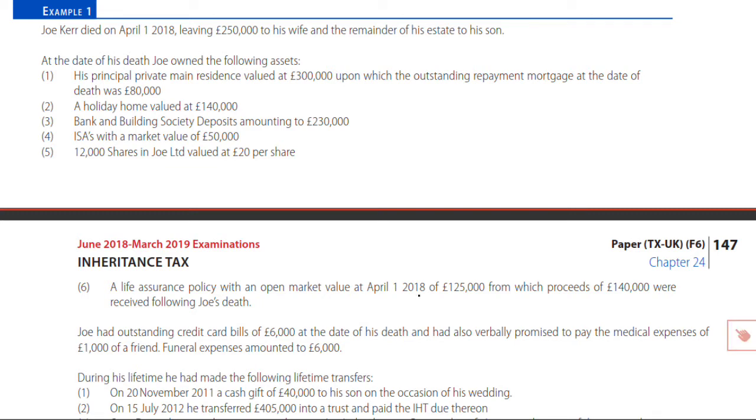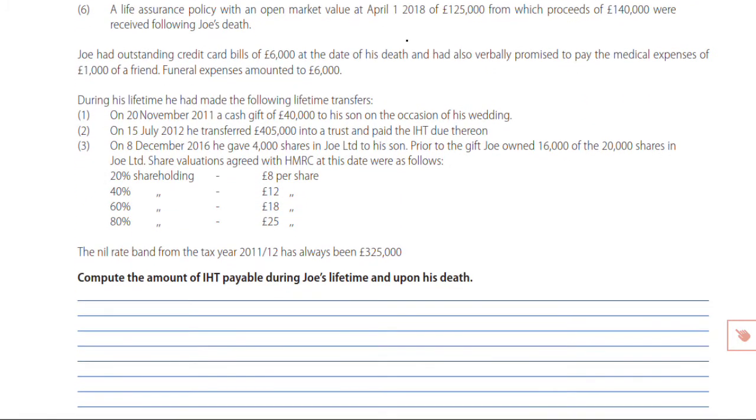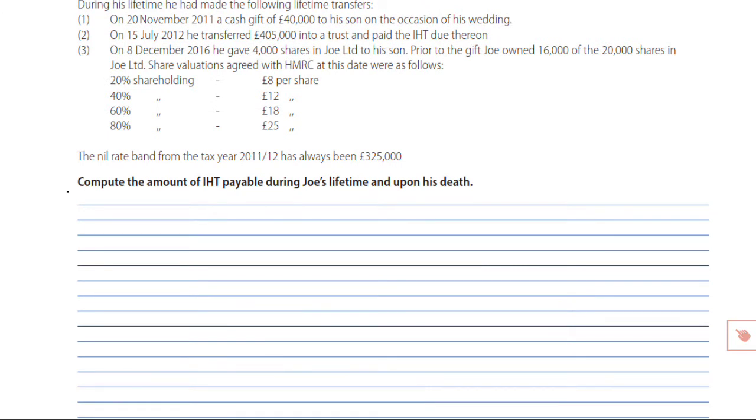Now, as regards our requirement on this question, it's set in the form of a written form question. Compute the amount of IHT payable during Joe's lifetime and upon his death. So during Joe's lifetime, that therefore means it would only be CLTs that were chargeable when made. You don't normally pay inheritance tax while you're alive. That pleasure awaits you for when you're dead. But if you've made a transfer into a trust, a CLT, then there may indeed be tax to pay. It's certainly chargeable anyway in lifetime.